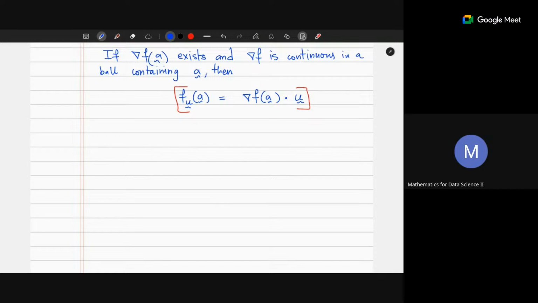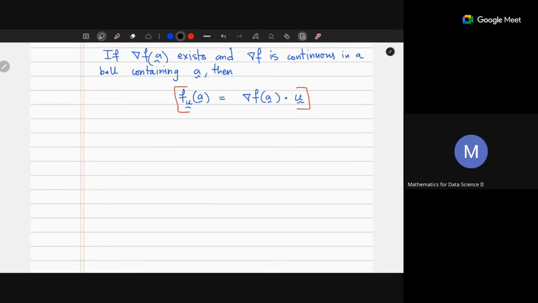So which direction is the steepest ascent and descent? The directions of steepest ascent and descent can be calculated using this formula. In particular, the steepest ascent is the direction where the directional derivative takes the maximum. And steepest descent is the direction where the directional derivative takes the minimum.